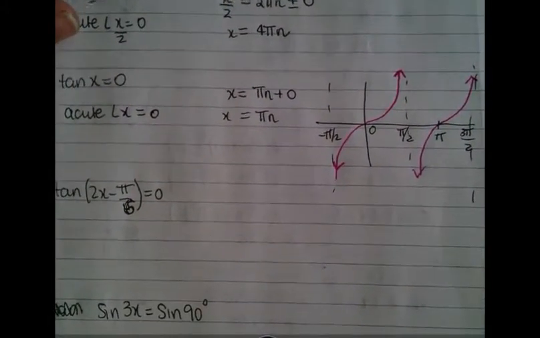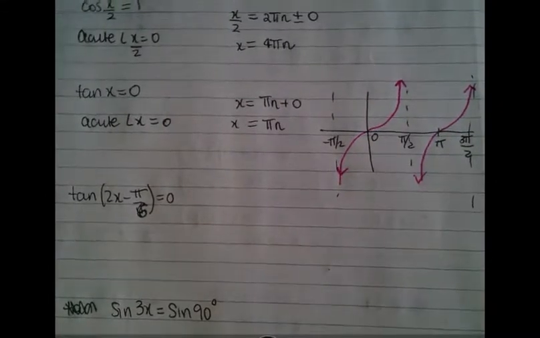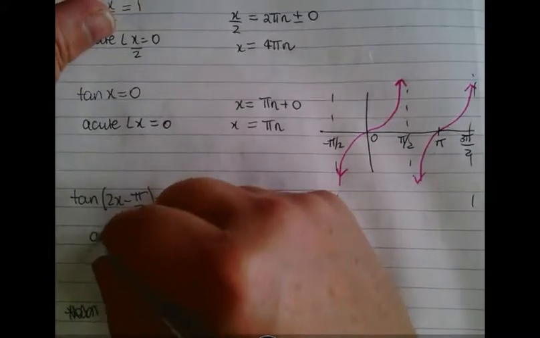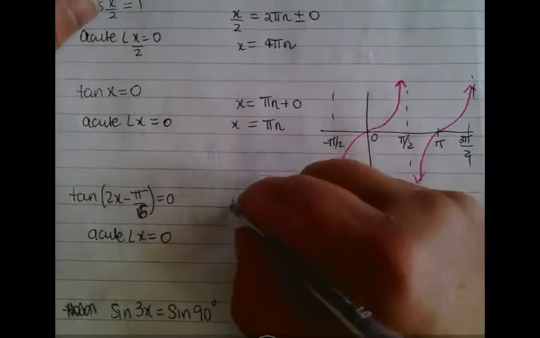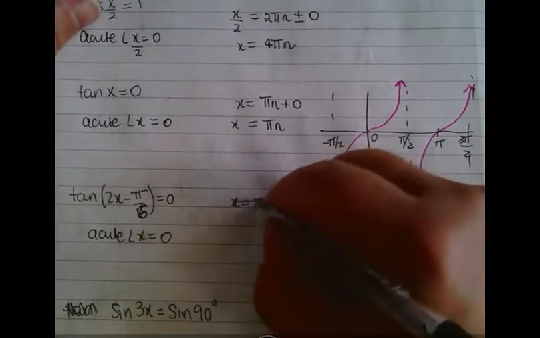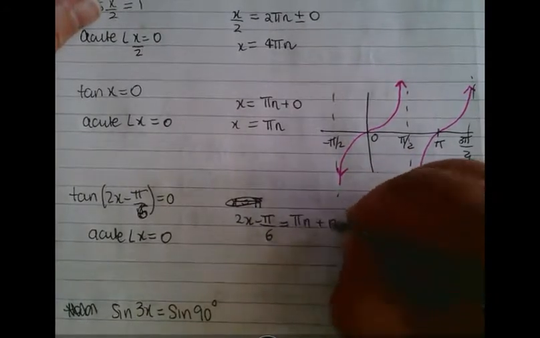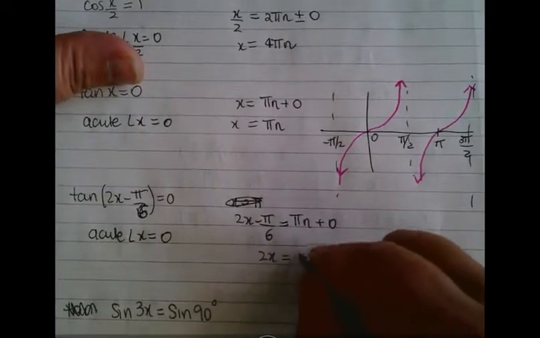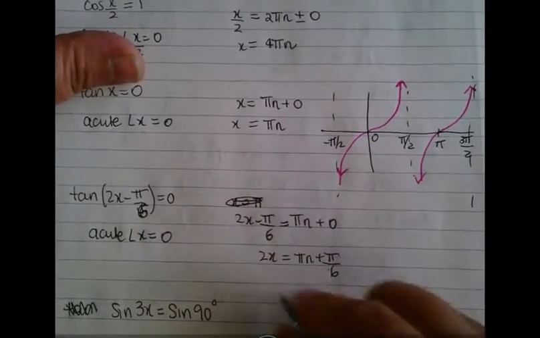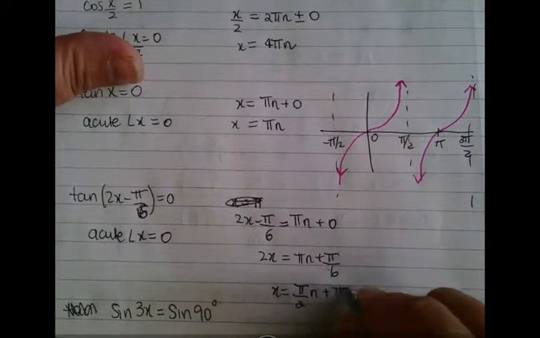And the last question. No, it's not. The second last. Tan of 2x minus pi on 6 is 0. Off you go. What's your acute angle x? Acute angle x is 0. So we go, not x, 2x minus pi on 6 is pi n plus 0. Are we all good? 2x is pi n plus pi on 6. So x is pi on 2n plus pi on 12.